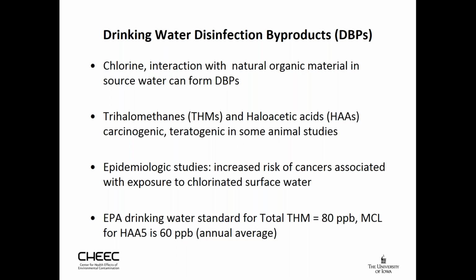So the compounds that we are able to look at based on surveillance through the Safe Drinking Water Act are trihalomethanes and haloacetic acid. These compounds are carcinogenic and teratogenic, meaning they cause birth defects in some animal studies. The epidemiologic studies I'll show you show some increased risk of cancer associated with chlorinated surface water. Now, the drinking water standard for total trihalomethanes is 80 parts per billion, and for haloacetic acids, the 5 haloacetic acids combined is 60 parts per billion. That's on an annual average.